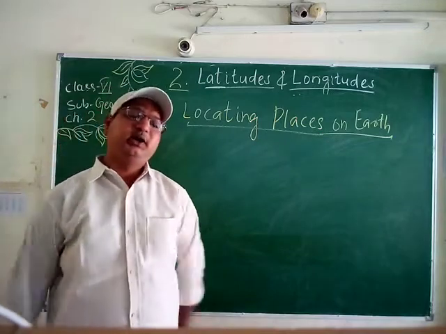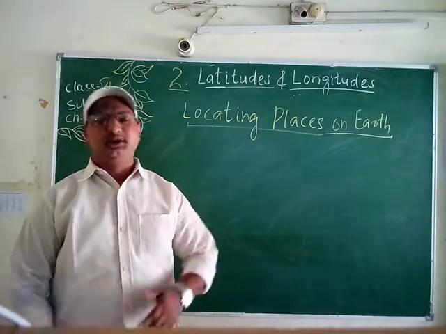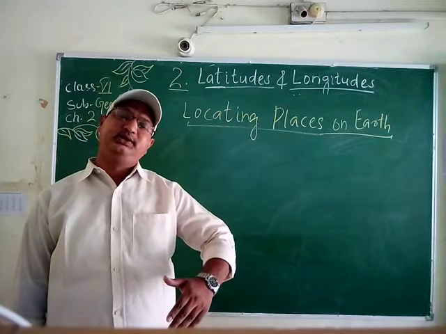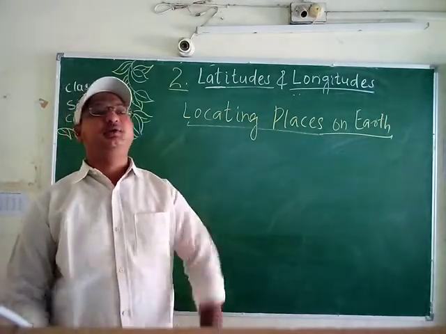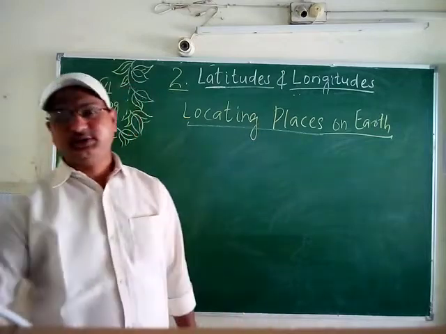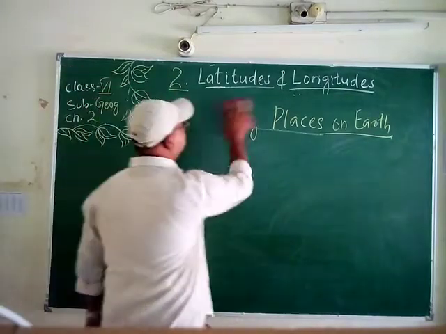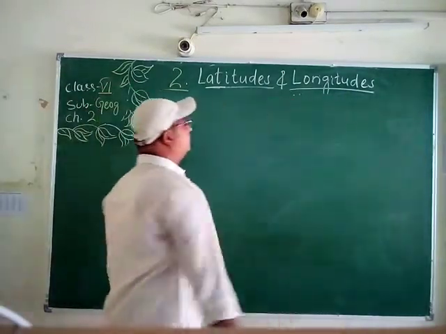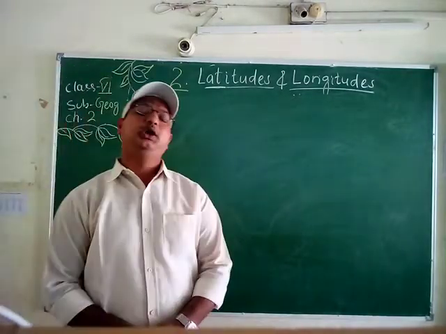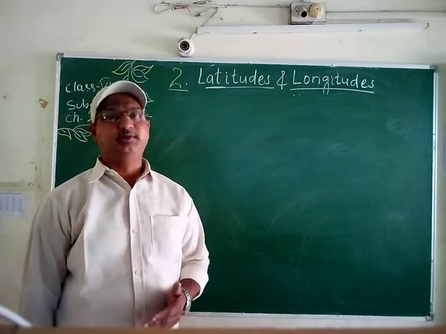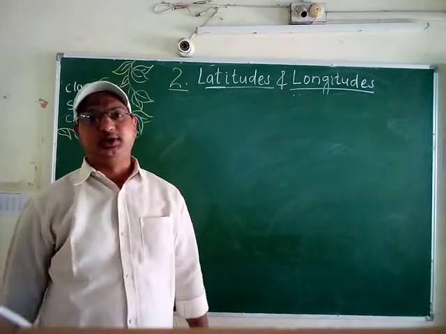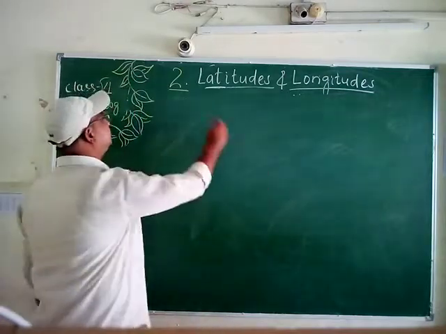So the Earth is divided into a northern hemisphere and a southern hemisphere, and also an eastern and a western hemisphere. This was locating places on Earth. As I have told you, students, we need both the latitude number and the longitude number to locate a place on Earth. So the next topic is meridians and time.